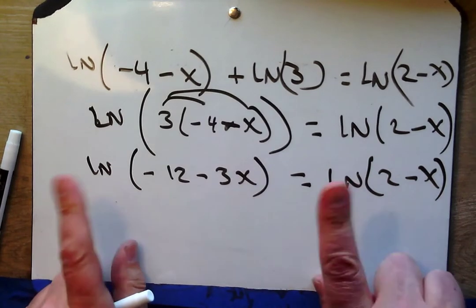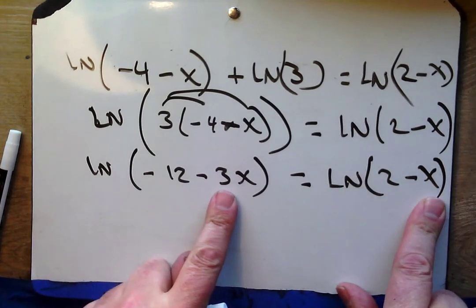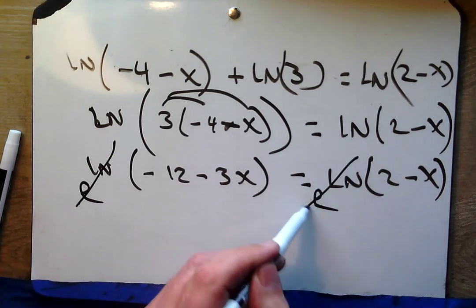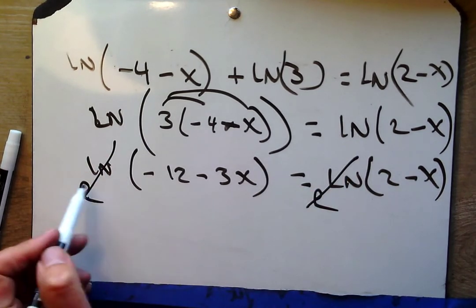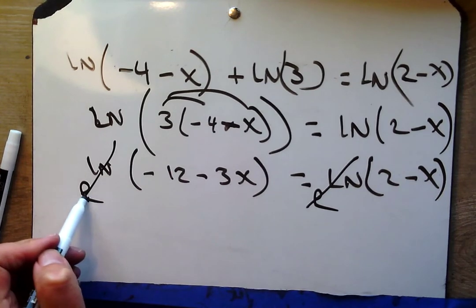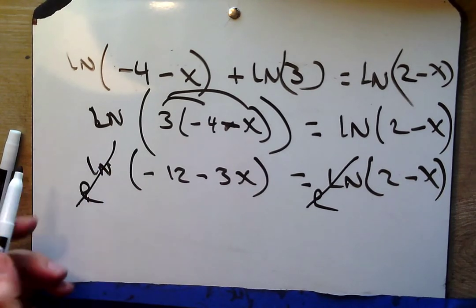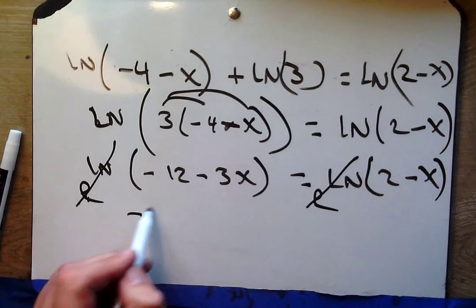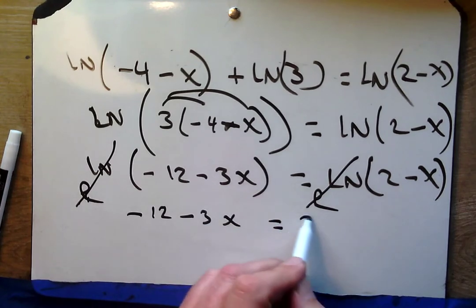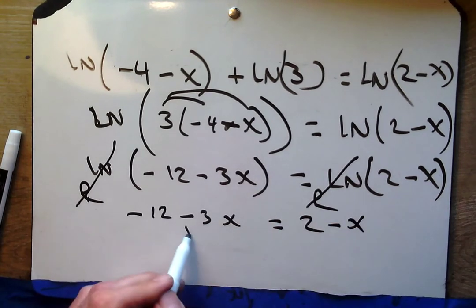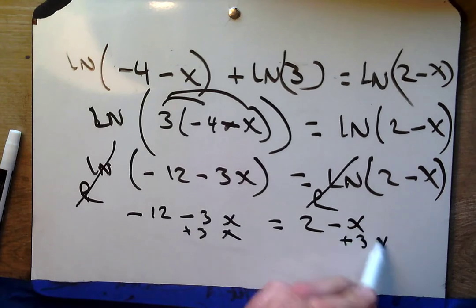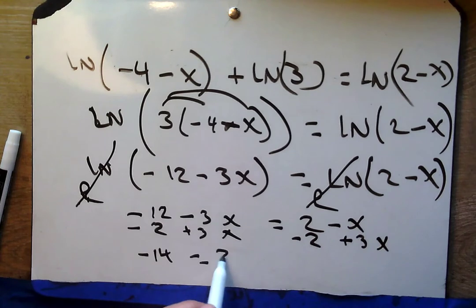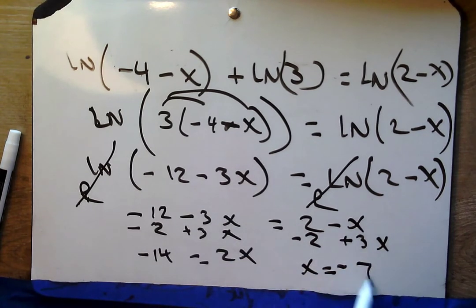What can I use to get rid of these ln's so I can have access to these x's? I need to exponentiate. I know to use e because this is log base e. So e raised to the power of log base e. Yep, they're going to be inverses and they're going to cancel. So minus 12 minus 3x equals 2 minus x. I'm going to add 3x to both sides. I'm going to subtract 2 from both sides. Get negative 14 equals 2x, or x equals negative 7.